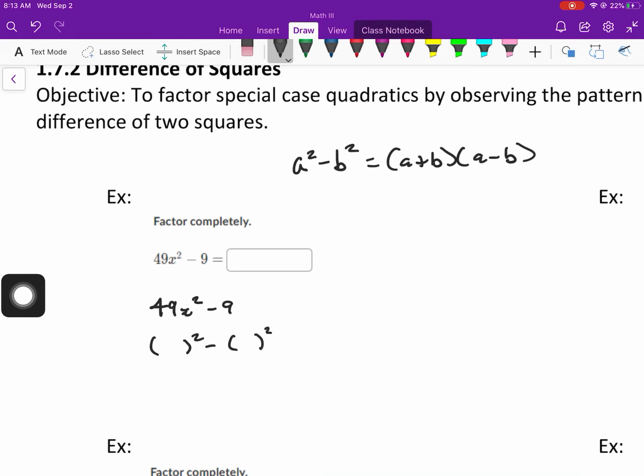So if I were to rewrite this, well, 7 squared is 49, right? So 7x goes there. And then 3 squared is 9, so the 3 will go there. So if I were to continue the factoring of this, it would be 7x plus 3, 7x minus 3. So there we go, just like this.